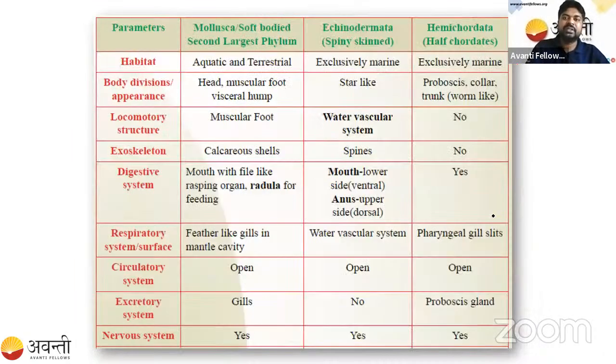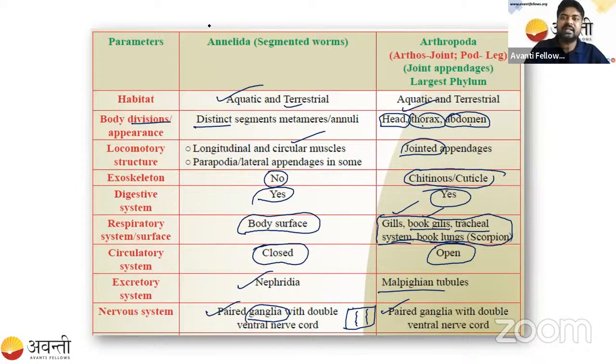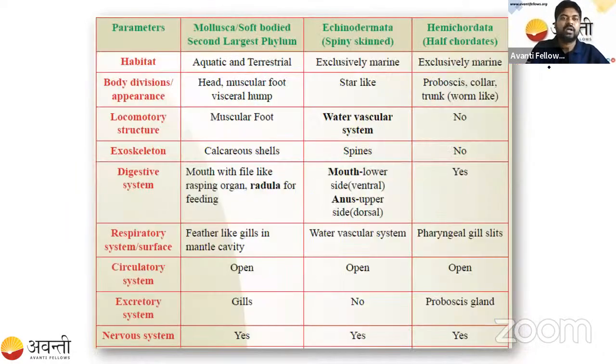Then we move toward the next part, that is Mollusca, Echinodermata, and Hemichordata. Mollusca is the second largest phylum. Arthropoda is the largest phylum. Please remember this also. Actually, we missed this. So, Mollusca. Here you can see the habitat of Mollusca. They are aquatic and terrestrial. Echinodermata are marine. Hemichordata are also marine.